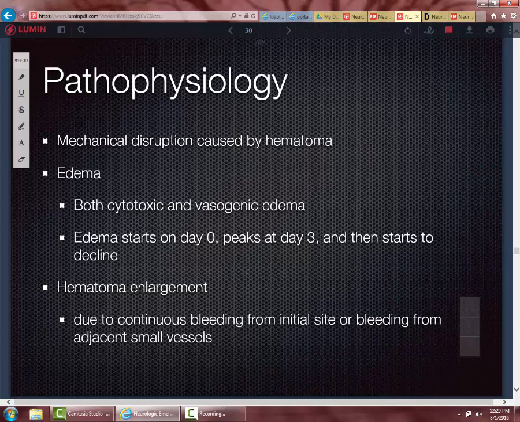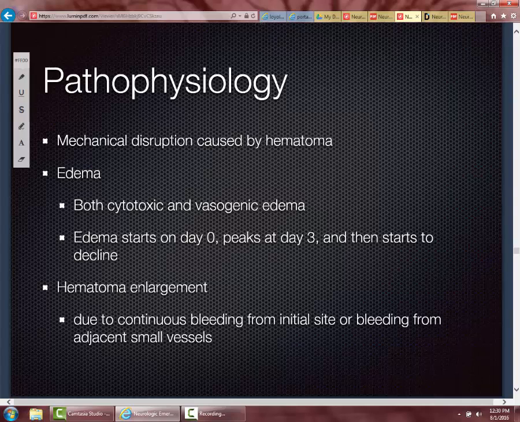So the major pathophysiology of hemorrhagic stroke is that it's mechanical disruption caused by the hematoma. And not only is there disruption from the actual blood, but within 5 days you'll have a significant amount of edema. And that's both intracellular or cytotoxic edema and extracellular or vasogenic edema. Edema starts on day 0, it'll get worse by day 3, and then it starts to slowly decline. And that's when you see the patient improve.